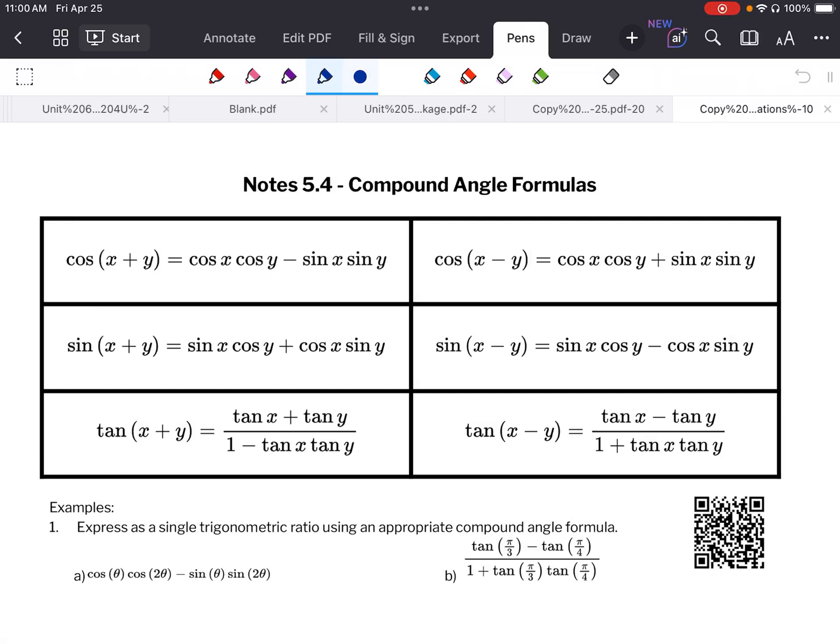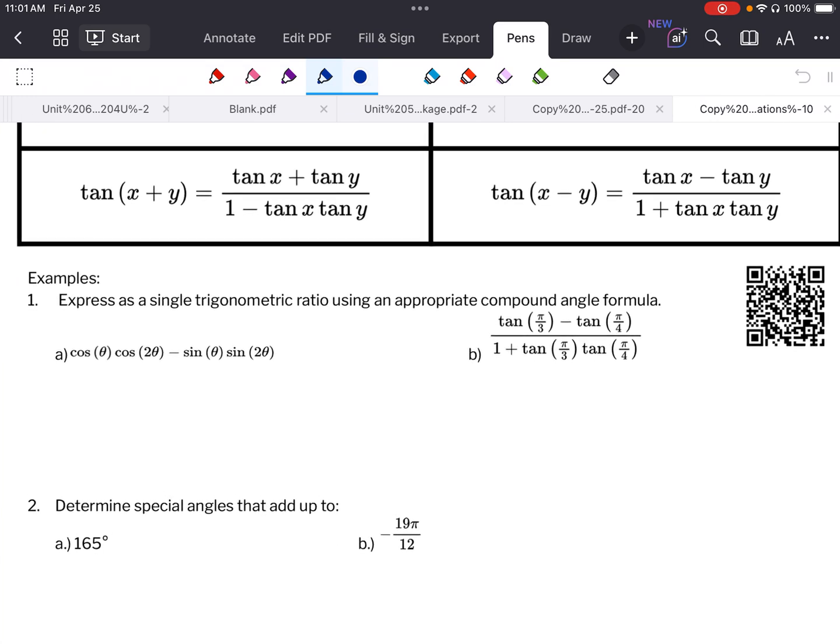Hello. We are going to continue today with our trig identities unit. Today we're going to look at compound angle formulas. You can see the 6 compound angle formulas listed below. We don't need to waste time reading them through, but they're pretty straightforward once we get used to them. Okay, so let's go right down to the examples.